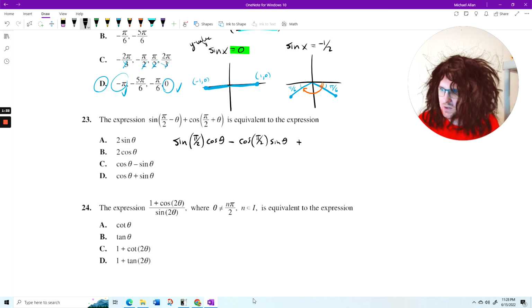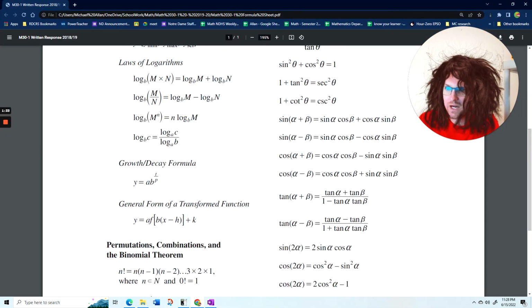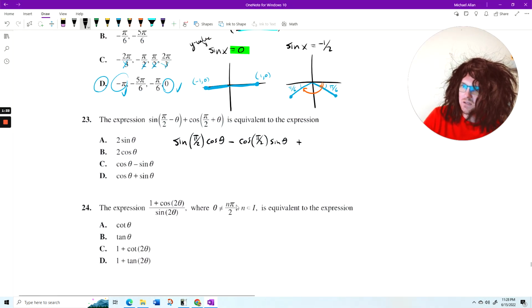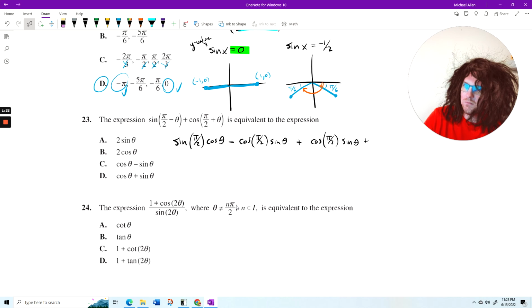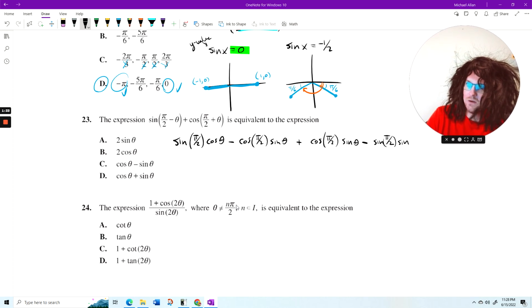Then I'm going to add the cos sum. Cos sum is, if I remember, cos cos minus sine sine, yep. So this is going to be cos pi over 2 sine theta minus, if I fix that, minus sine pi over 2 sine theta. Oh, this is weird.